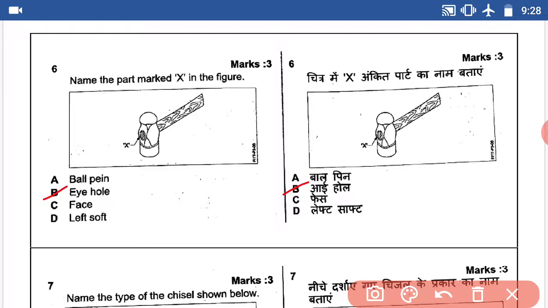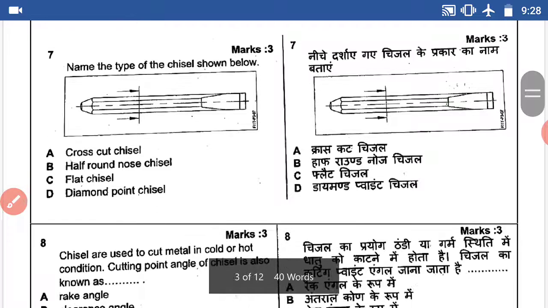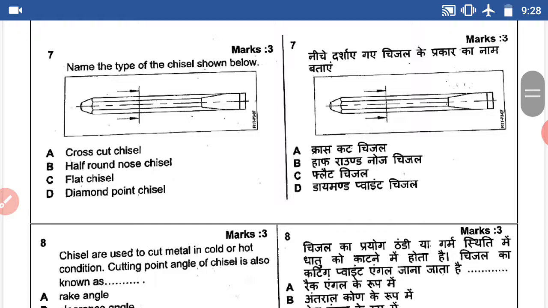Question number 7. Name the type of chisel shown below. This image chisel is a flat chisel. This question answer: flat chisel. Answer C.